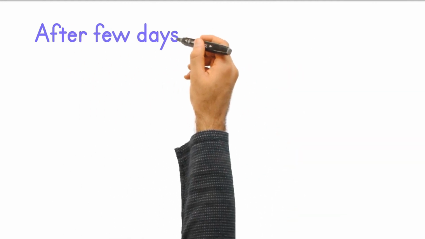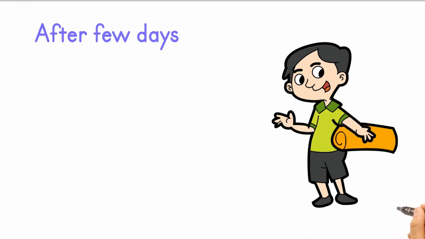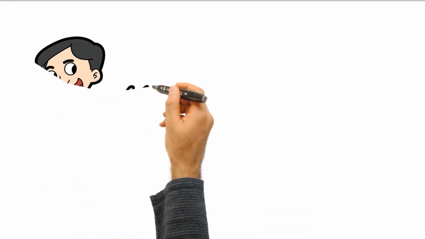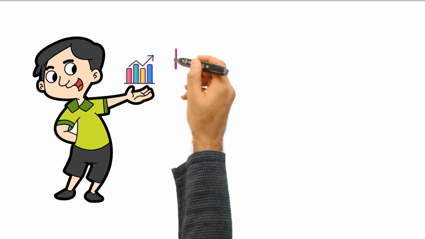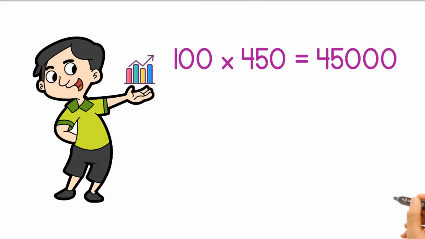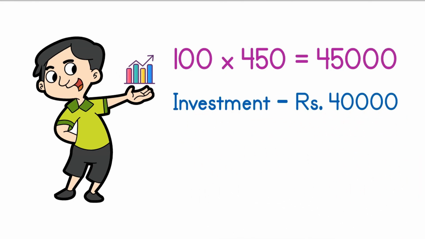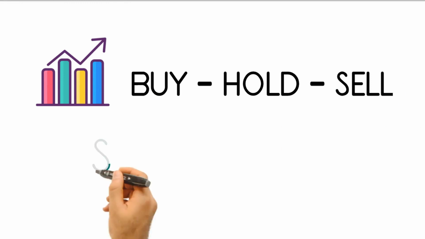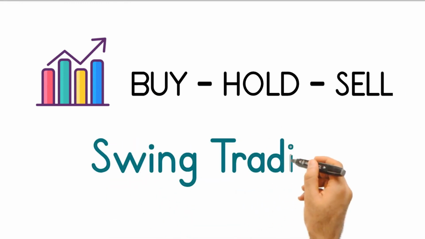After few days, as Ram expected, the price of the ITC stock rises to 450 rupees. Following his plan, he sold 100 shares for 450 rupees and he made 45,000 rupees. He initially invested 40,000 rupees, sold shares for 45,000 rupees and he made a profit of 5,000 rupees. This strategy of buy, hold and sell the stock in the stock market is known as swing trading.